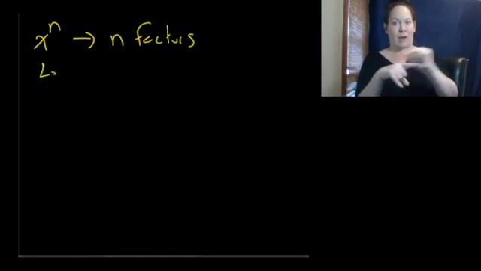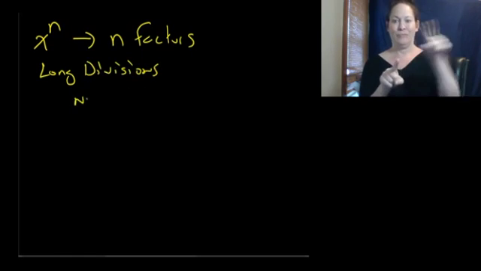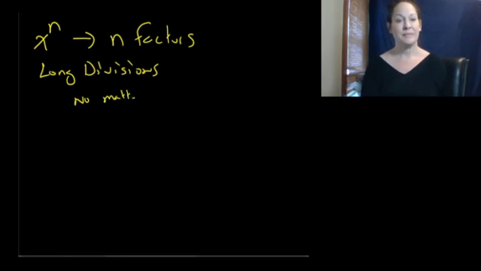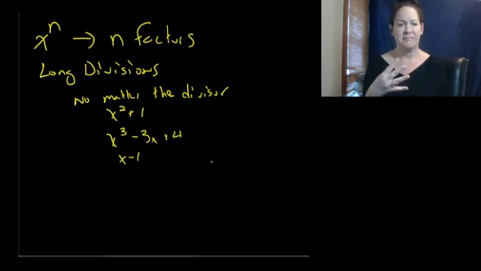Now, we have done long division of polynomials. And that works no matter the divisor. It can be x squared plus 1. It can be x cubed minus 3x plus 4. It could be x minus 1. And the divisor is the thing that we're dividing by, right? We divide by.